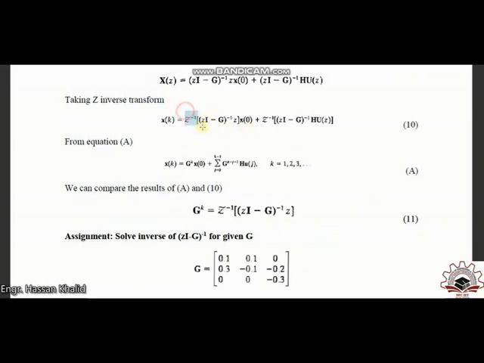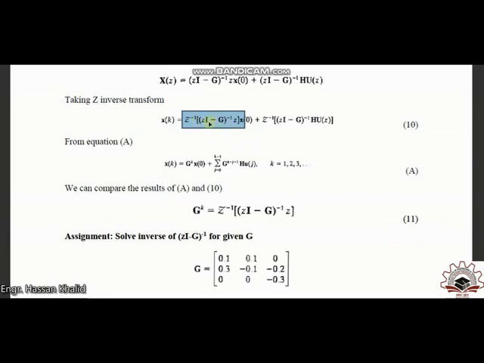Now at this point we are stuck finding the value of z inverse of (zI minus G) whole inverse, and this one as well. We know the value of the H matrix and the input u, but we need to evaluate the z inverse transform with that. So we need to apply some suitable method that can help us evaluate this.